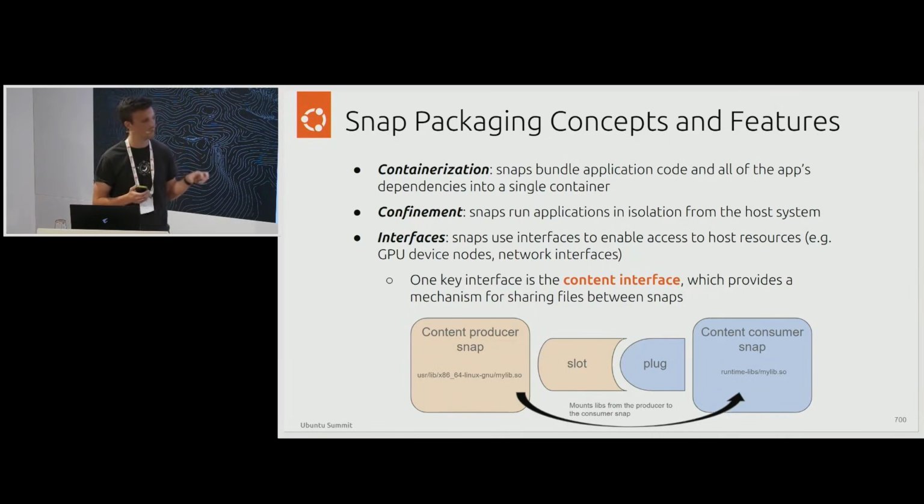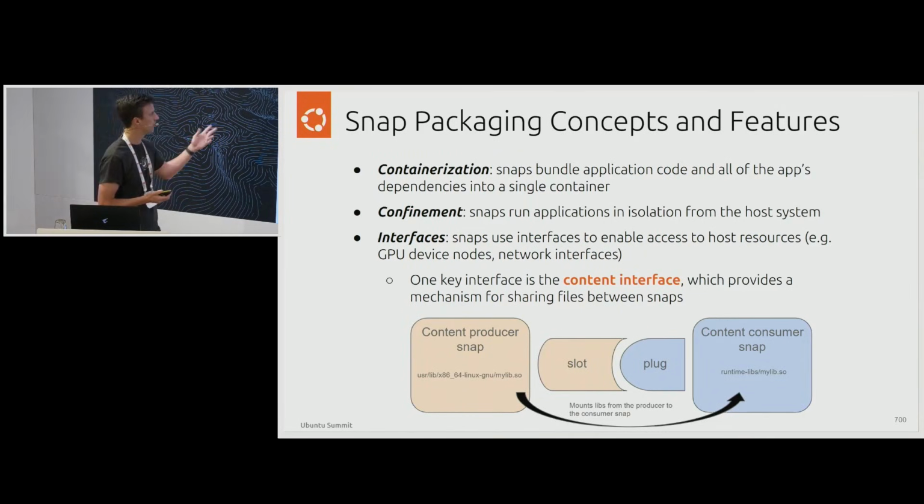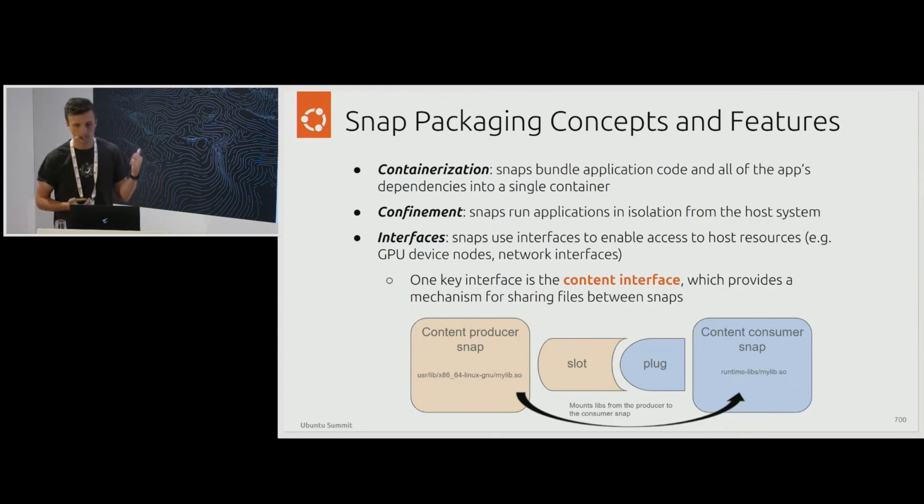not able to access anything on the host system, which includes libraries, but also can include things like device nodes and network interfaces. And so this is referred to as confinement, and if you want to reach out of that confinement, then you use something called an interface. And so snaps use interfaces to enable you to access things like a GPU device node or a network interface.